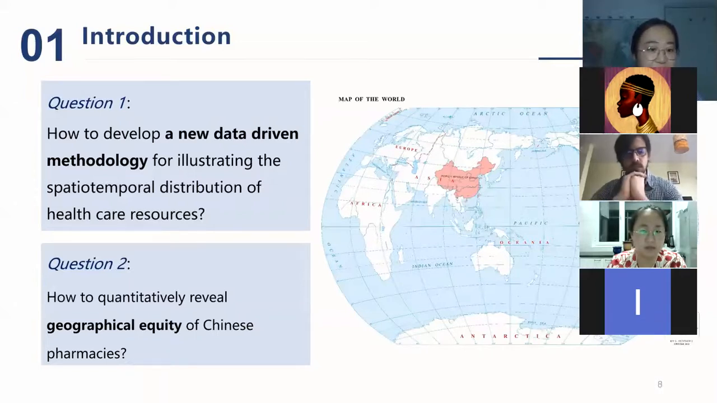At first, how to develop a new data-driven methodology for illustrating the distribution of healthcare resources. The second is how to quantitatively review the geographical equity of Chinese pharmacies.